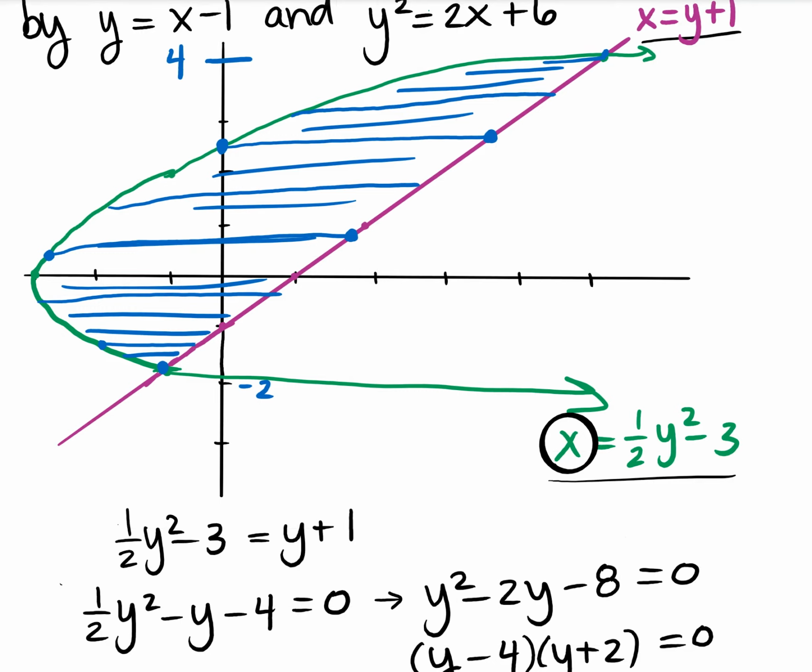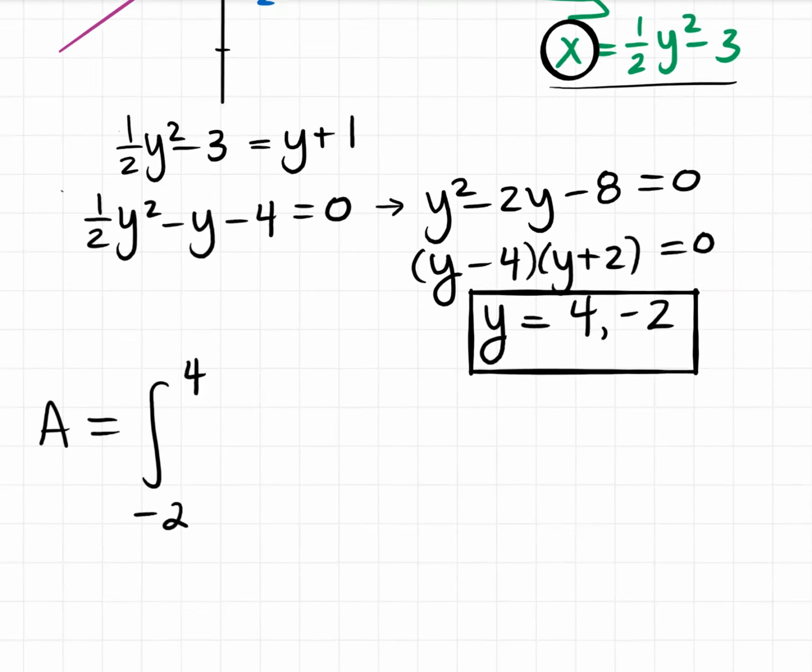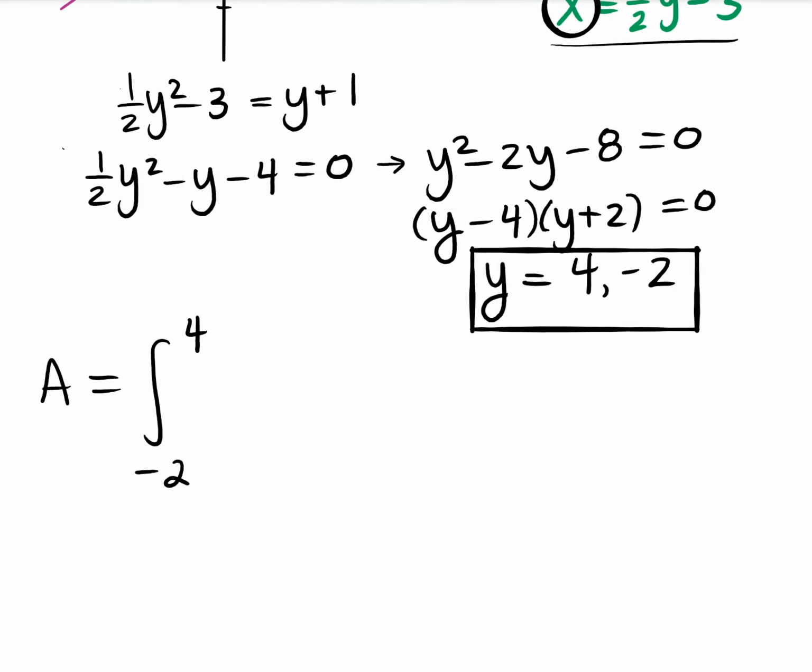If you look at a representative rectangle, like right here, it's in the x direction. So where are my x values bigger, to the right or to the left? On a real number line, numbers to the right are bigger than numbers to the left. So I'm going to take the pink line as my bigger number than the green line, just like vertically, if you're higher, it's bigger than lower. So I'm going to take the line, which was y plus 1, and subtract the parabola, which is 1/2 y squared minus 3.